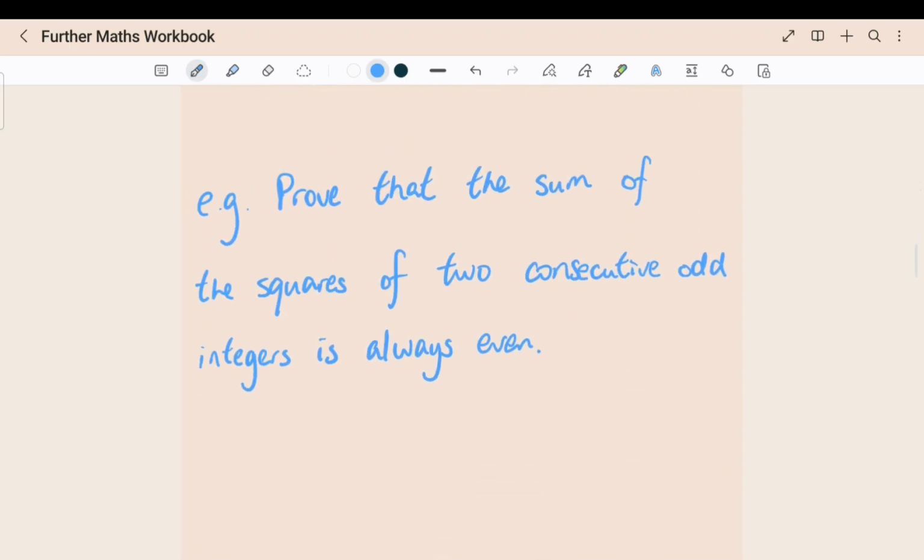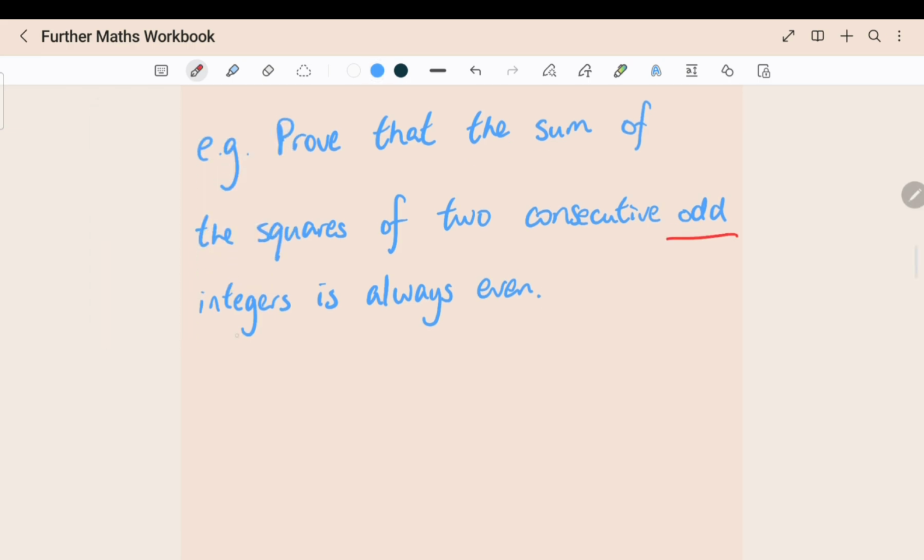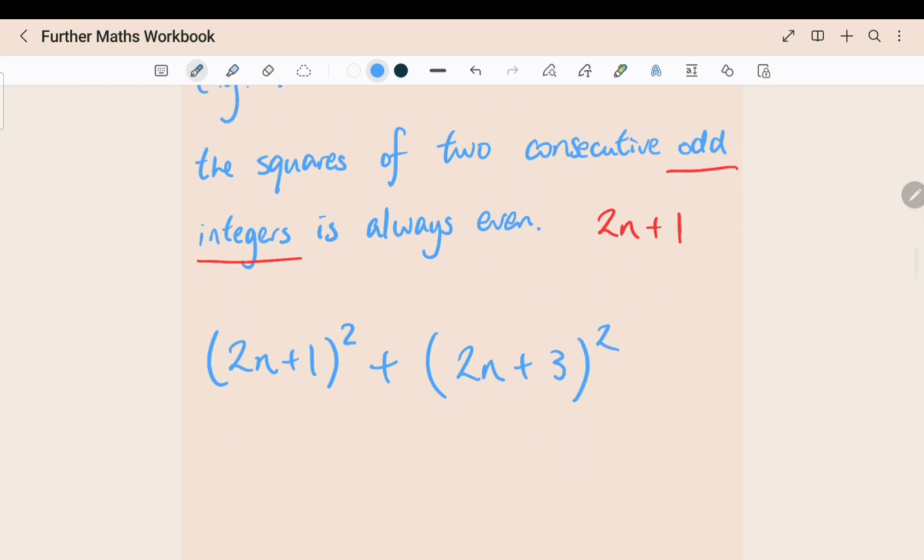Next, prove that the sum of the squares of 2 consecutive odd integers is always even. Now we need to dissect this a bit because it's slightly complicated. So first of all, odd integers, we can express as 2n plus 1, because 2n is always going to be even. So if I add 1 to that, it will always be odd. So I want the square of 2 consecutive odd integers. So I'm going to square my first odd integer, and then sum, which means I'm adding them. And then I have a consecutive odd, which means it's going to be 2n plus 3. And then I square it.